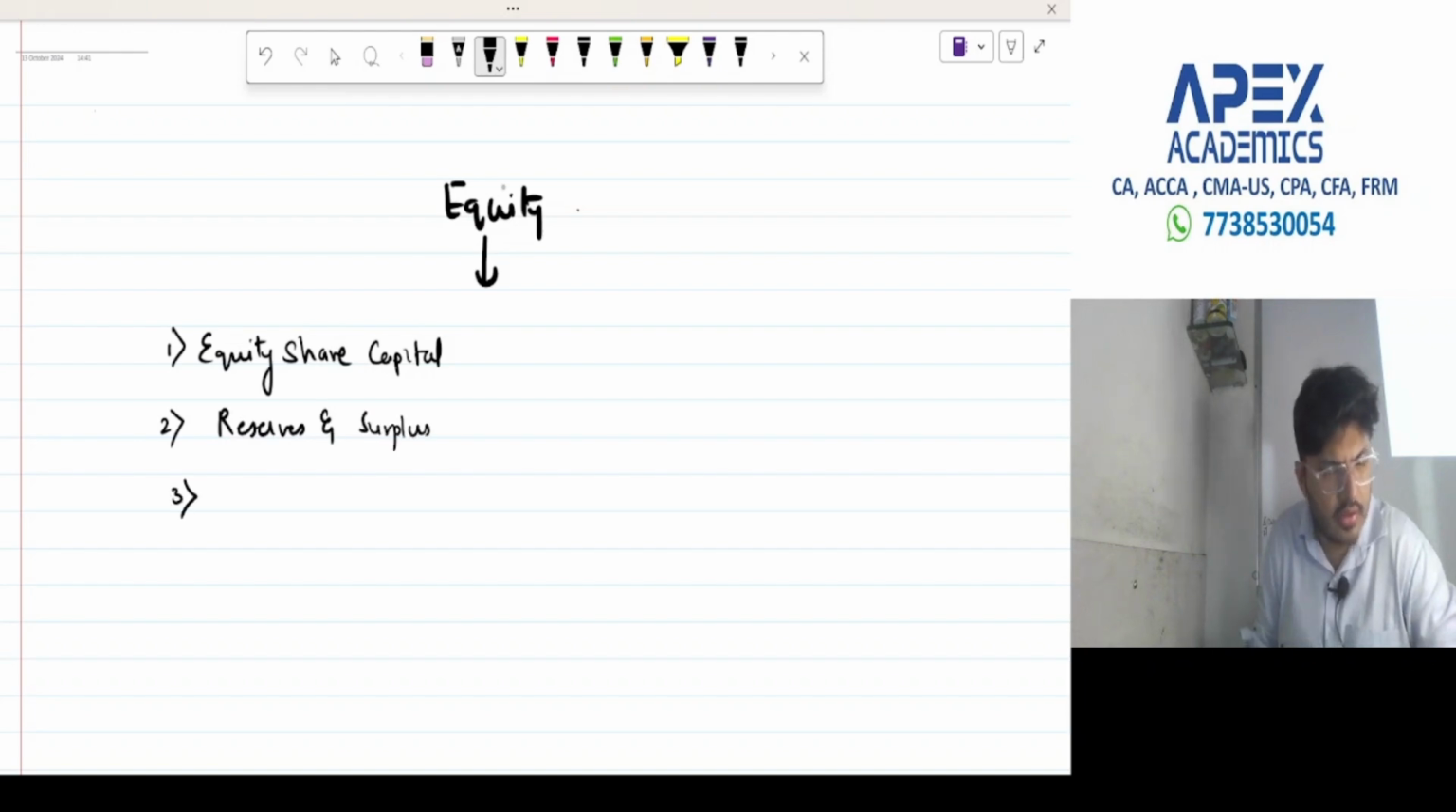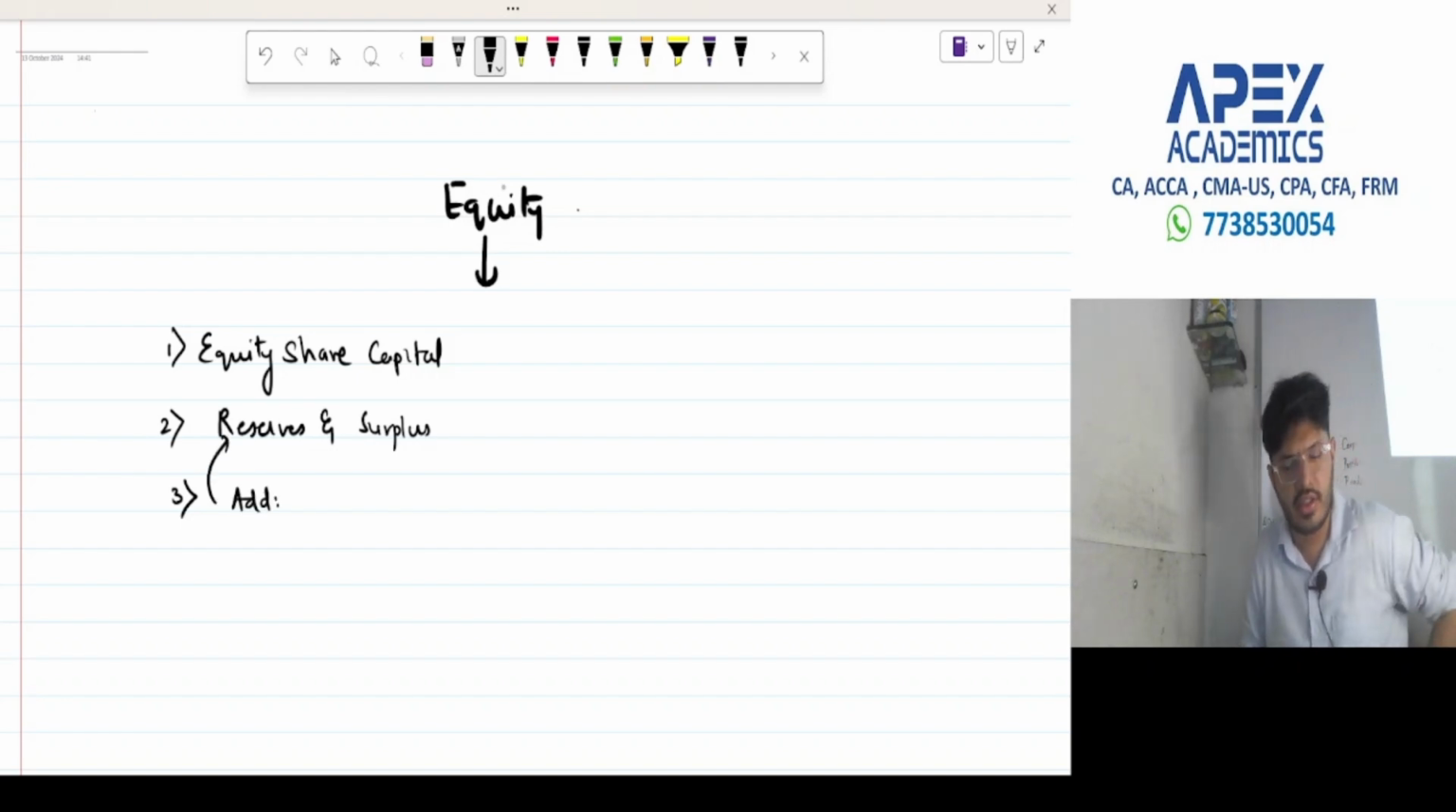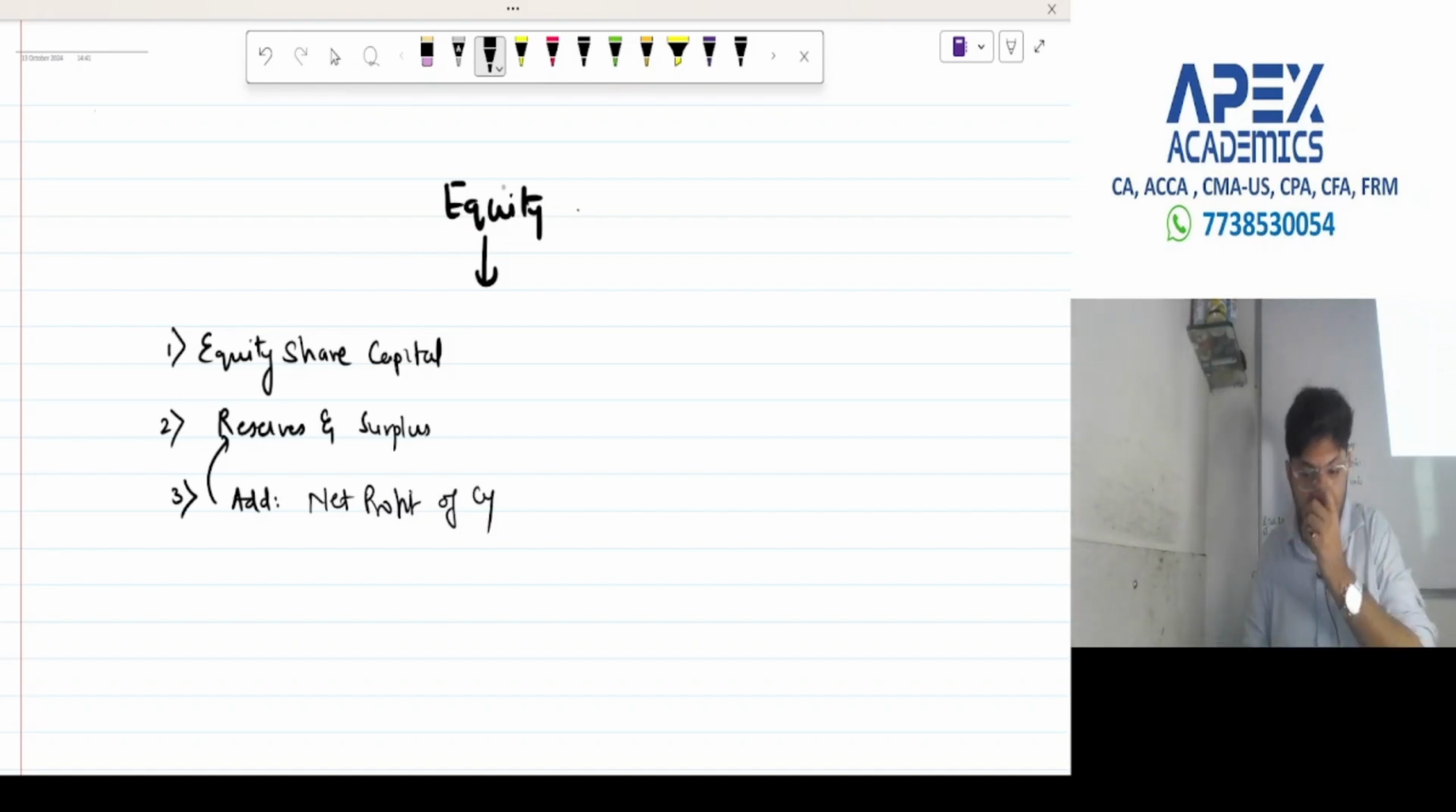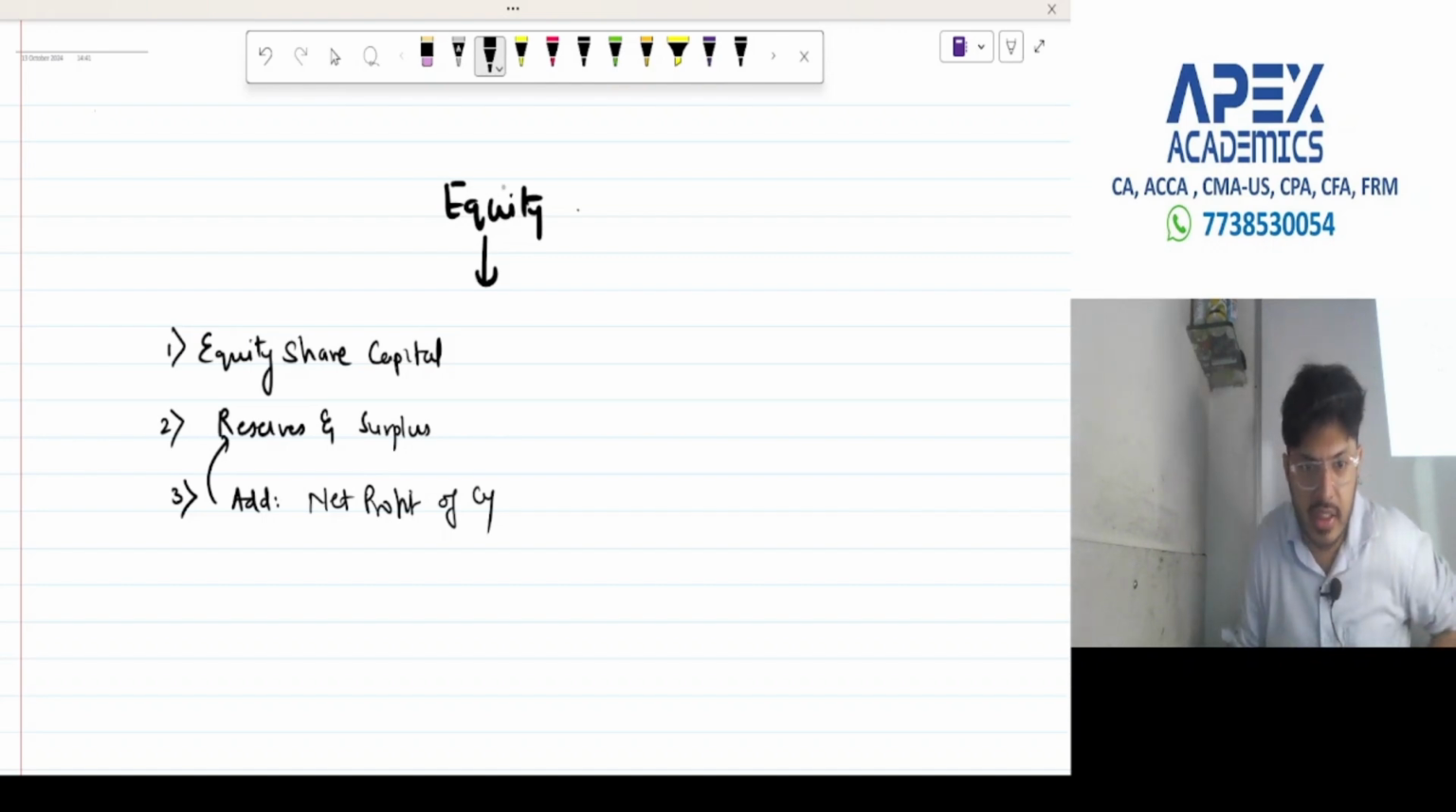The third one will be an addition to your reserves and surplus, which will take into consideration the net profit of current year. What will it take into consideration? Net profit of current year. Net profit of current year will be extremely important in your calculations. Now, please understand, the equity share capital and reserves and surplus will have an opening balance.